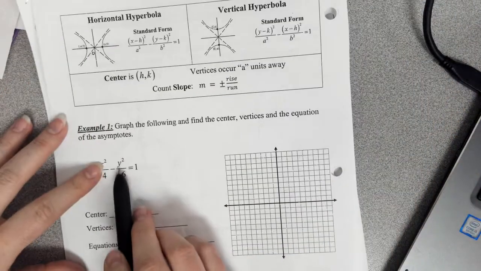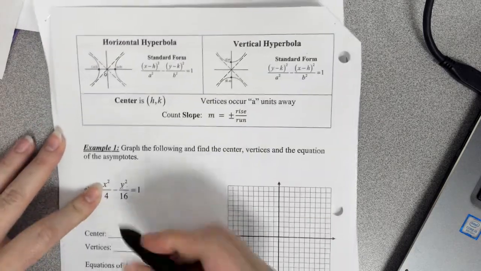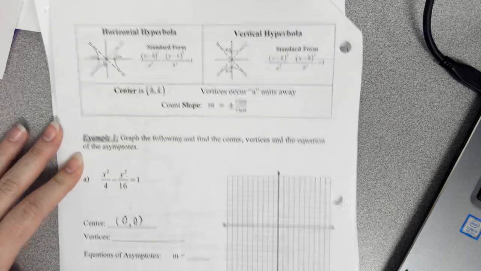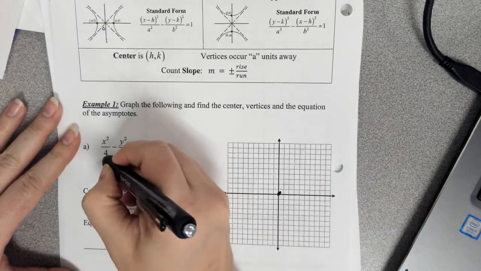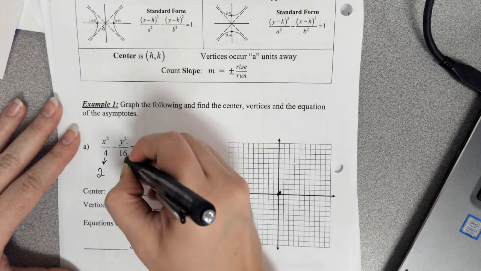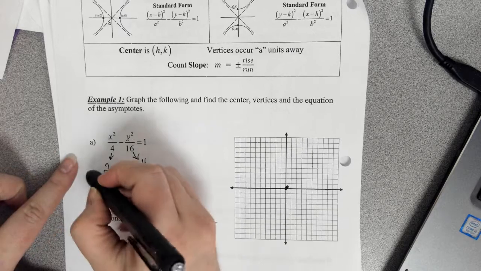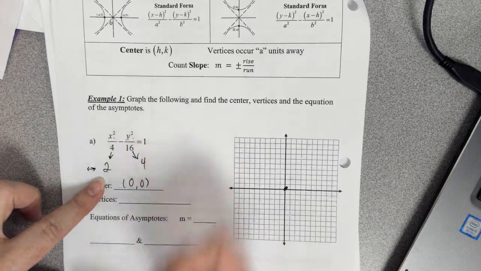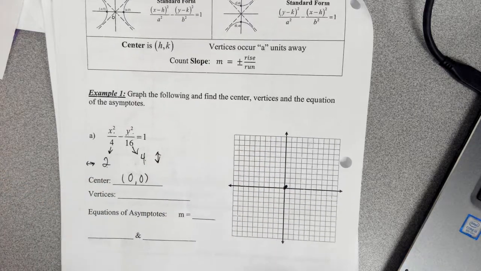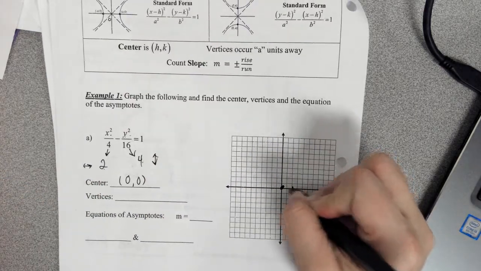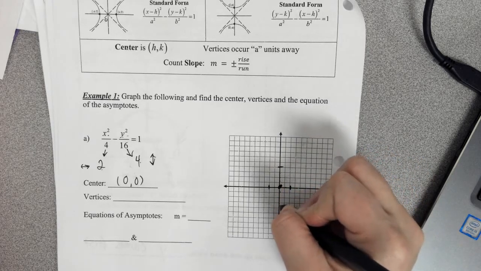All right, so let's try one here. So first off, I look for my center. I notice that I don't have any parentheses to have an h and k value, so my center is going to be at 0, 0. I'll go ahead and plot that as well. I can take the square root of 4 to get 2, square root of 16 to get 4. And then 2 is going to be how far I'll count left and right, since that's underneath x. 4 is how far I'll count up and down, since that's underneath y. So I'm going to go out 2, left and right, and up 1, 2, 3, 4, 1, 2, 3, 4.